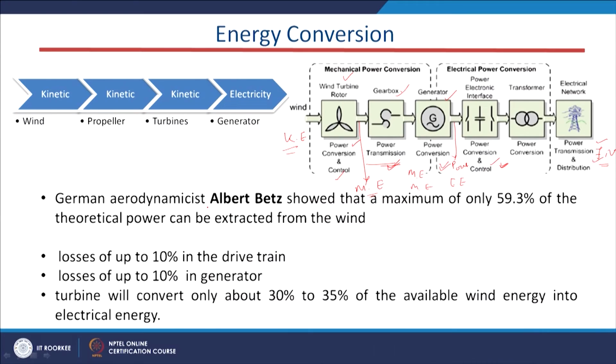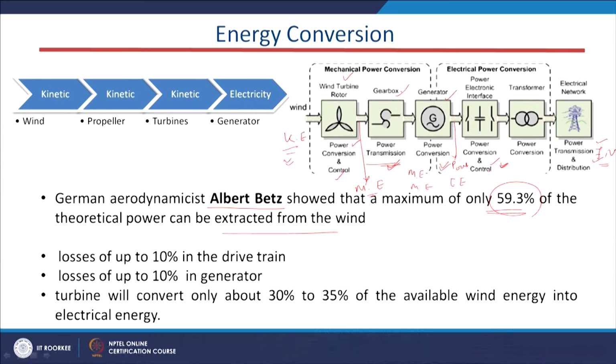And it is a German aerodynamicist, Albert Betz, who said that a maximum of 59.3% of the theoretical power can be extracted from the wind, not more than that. That means 59.3% of this kinetic energy can be converted to electrical power, P output. That is the maximum energy we can expect from the wind kinetic energy.